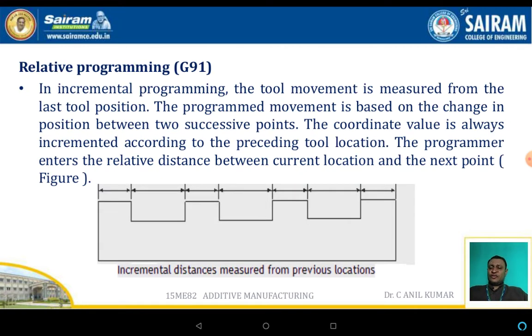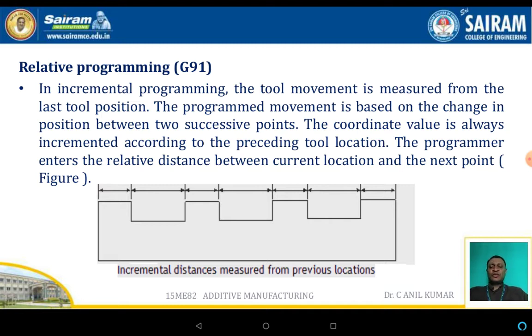In the case of relative programming, the incremental programming, the tool movement is measured from the last position of the tool. The programmed movement is based on the change in position between two successive points. The coordinate value is always incremented according to the preceding tool location. The programmer enters the relative distance between the current location and the next location.